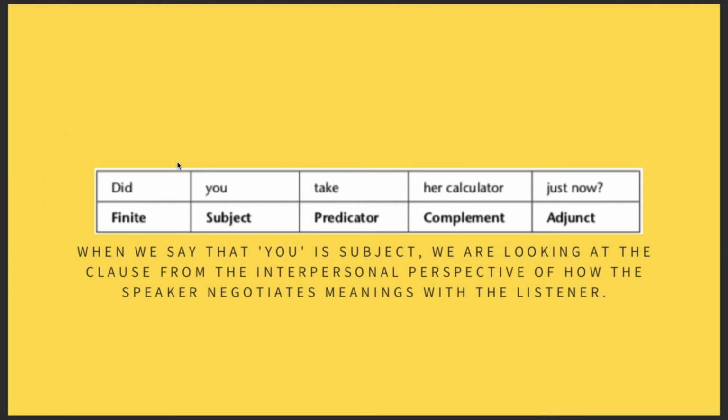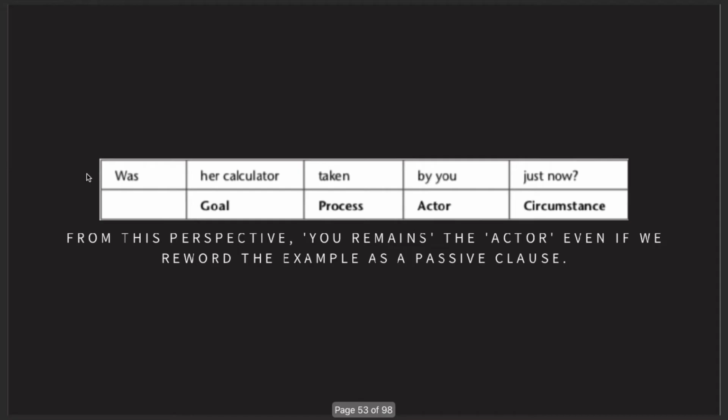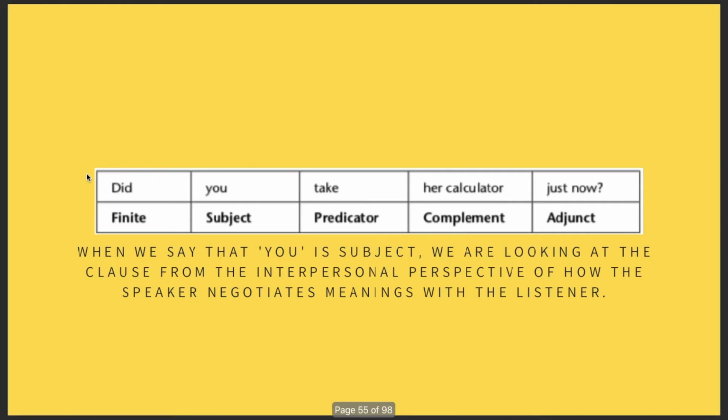And if you have noticed, the grammatical functions change. From the actor, process, goal, circumstance, in interpersonal terms, we are taking this more to a syntactical level compared to the experiential terms. So you can observe that did, compared to the experiential terms, is now labeled as finite. It's because in interpersonal terms, each word has a bearing towards the communication with other people, not just because we are identifying the element. You as a subject, take as a predicator, which normally starts with the verb. Her calculator is the complement of the verb take. You take what? Her calculator, and then just now.